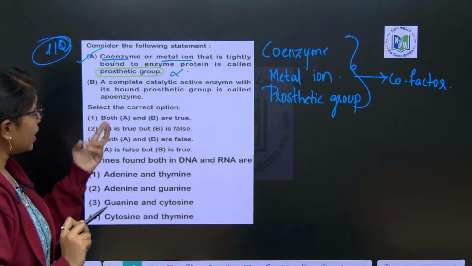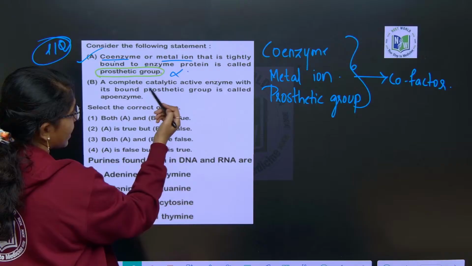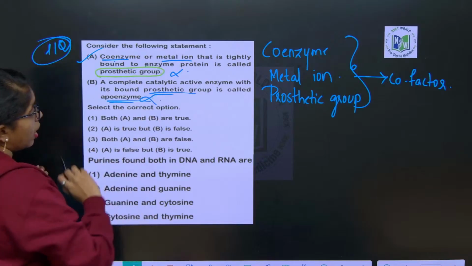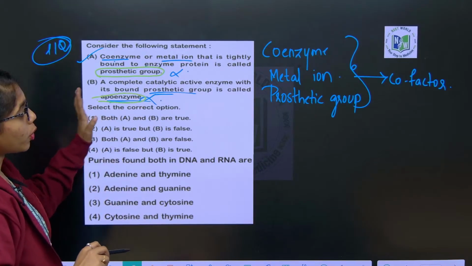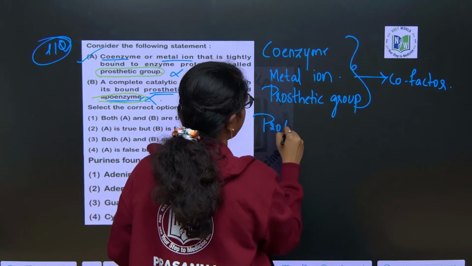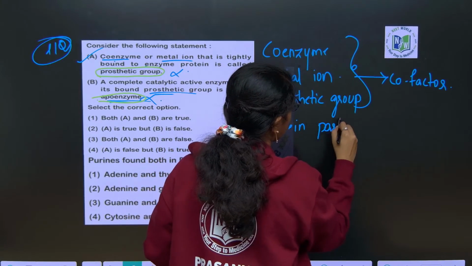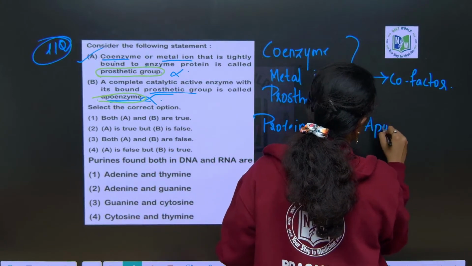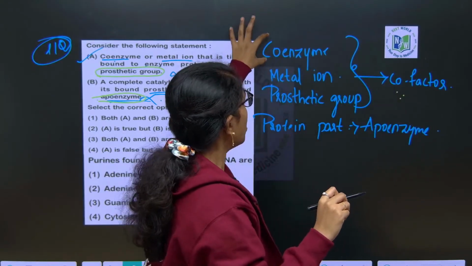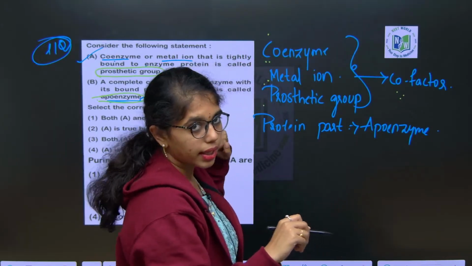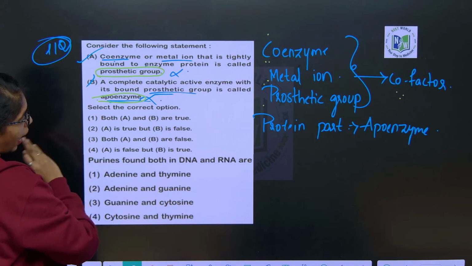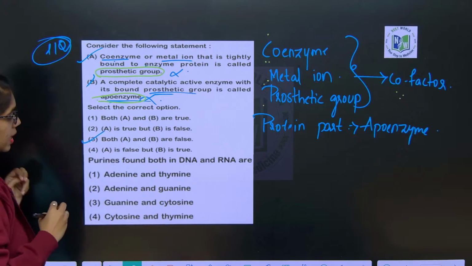This is wrong. Next statement, if you see, a complete catalytic active enzyme with bound prosthetic group is called apoenzyme. Wrong. Apoenzyme means what? The protein part of the enzyme is called apoenzyme. Non-protein part can be cofactor. Cofactor can be anything: coenzyme, metal ion, prosthetic group. Clear? So this statement is also wrong. Both statement 1 and statement 2 are false. So option 3 is our answer.